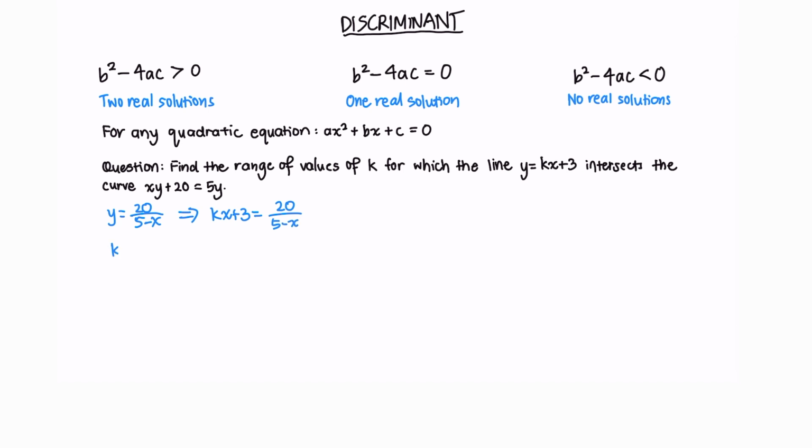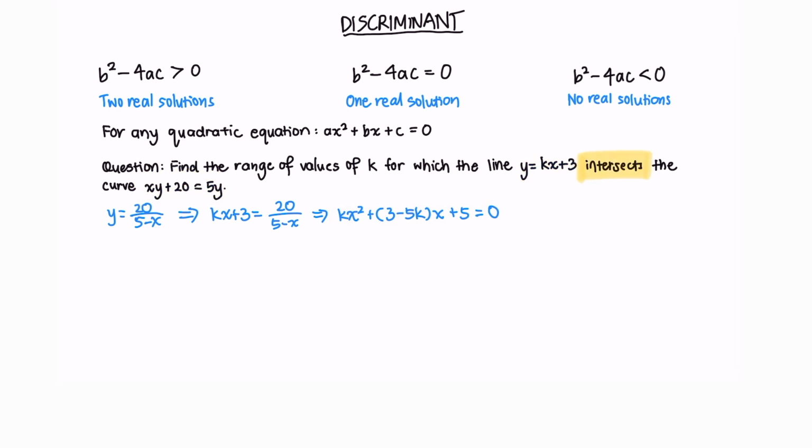So now how do we simplify this? I'll just take kx plus 3 times 5 minus x, which will be equal to 20. And if I simplify this, this will become 5kx minus kx squared, I'm just doing rainbow expansion by the way, plus 15 minus 3x equals 20. So what this equation means is that kx squared plus (3 minus 5k)x plus 5 will be equal to 0. We have transformed these two curves into this quadratic equation over here.